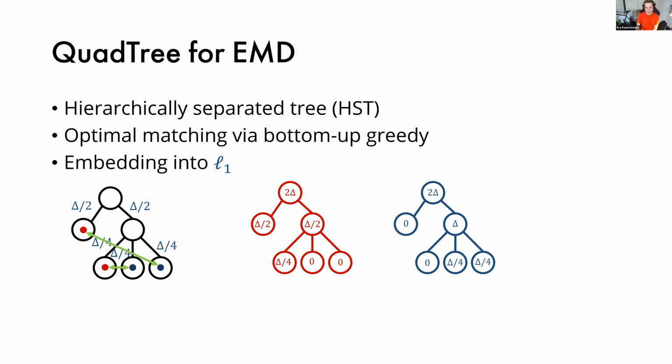Again, I'm not explaining it well, and it's not going to be super important for the subsequent talk. But let me just tell you that there is a very easy way to translate this problem of computing the cost of this bottom-up greedy matching into just writing down certain two vectors and computing their L1 distance.